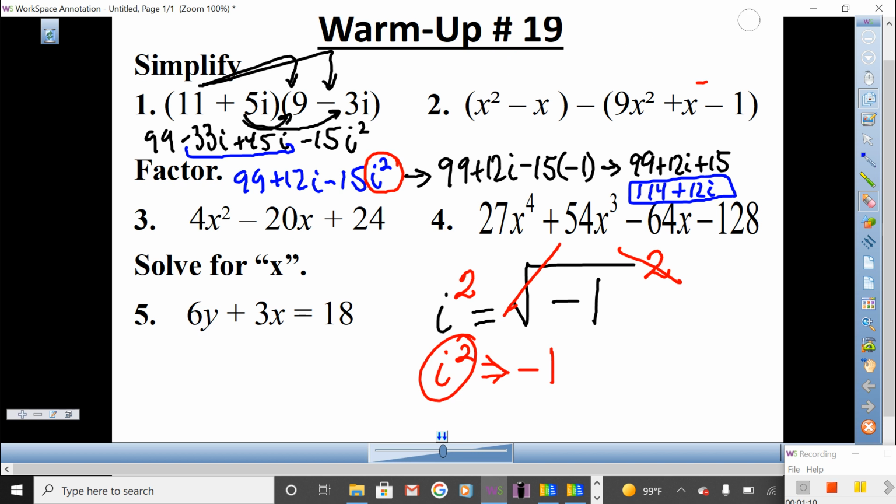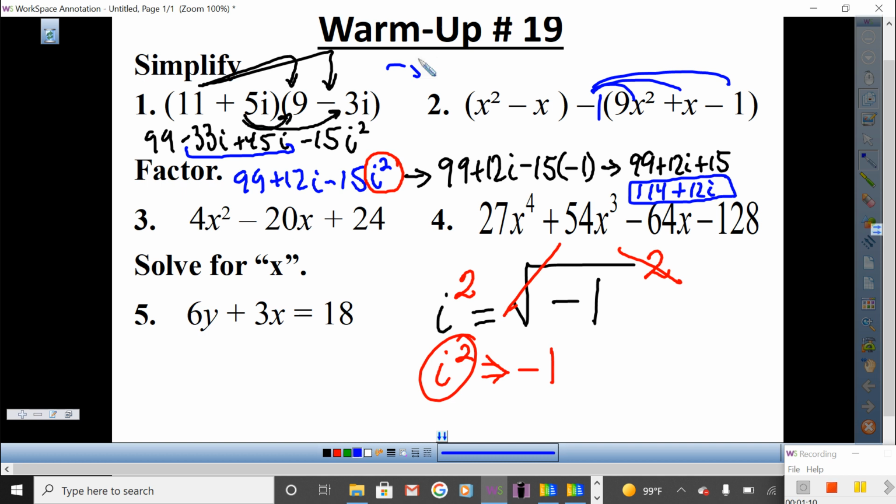So, let me go over number 2. We already spent enough time on number 1. Hopefully you remember to distribute the what? The negative, so therefore this should be negative 8x squared minus 2x plus 1. Hands if you got that. Okay, good. Number 3.